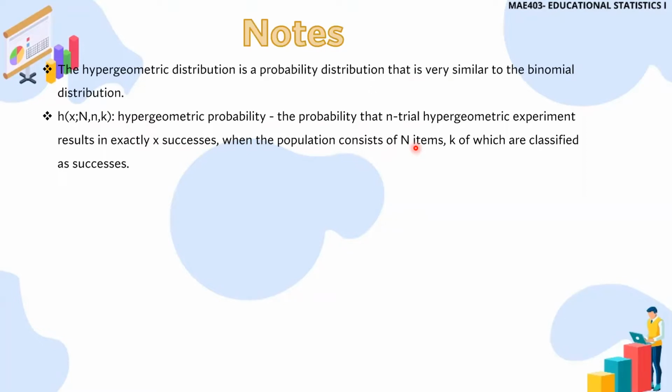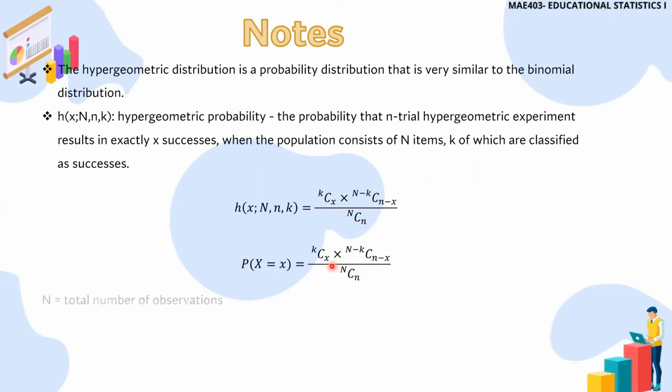K of which are classified as successes. So here is the formula: K choose x multiplied by N minus K choose n minus x, divided by N choose n. The capital N is the population and the small letter n refers to the sample size. Therefore, the probability of x is equal to K choose x times N minus K choose n minus x, divided by N choose n. K is the successes and N minus K is the failures.